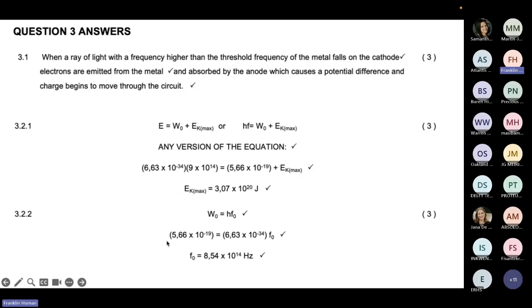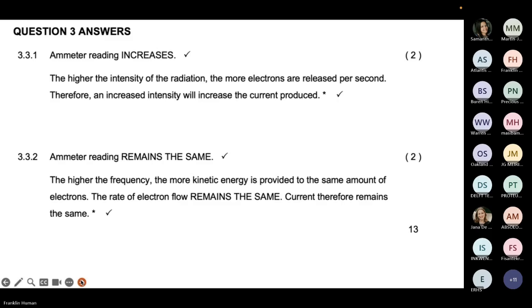So if you do our substitution into our equation, work function is 5,66 times 10 to the power negative 19, and that is equal to Planck's constant, which is 6,63 times 10 to the power negative 34, multiplied by the threshold frequency. We can therefore calculate the threshold frequency, which is 8,454 multiplied by 10 to the power 14 hertz. Right, let's move on to the next one.